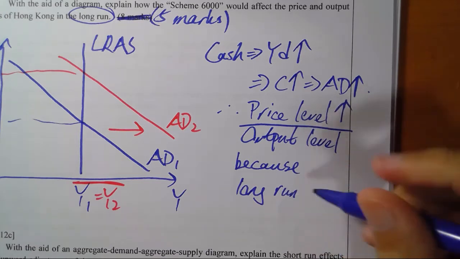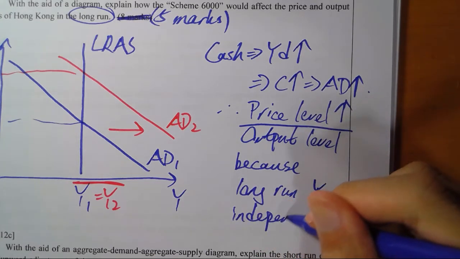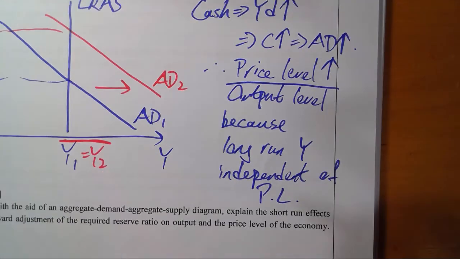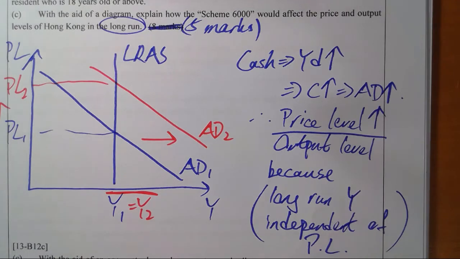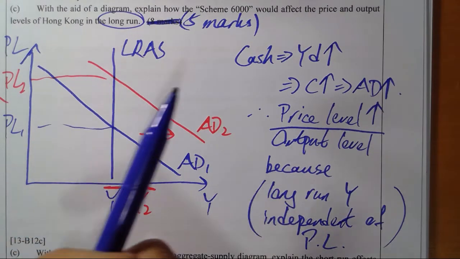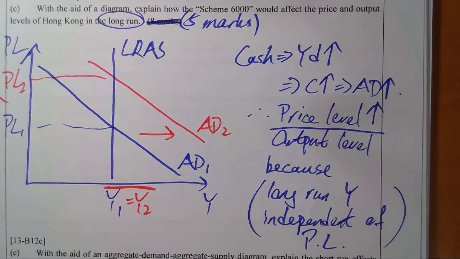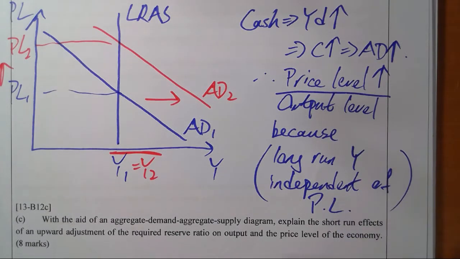long run output is independent of price level by definition. Okay, by definition. Now you may be thinking, do I need to use those stories to explain, let's say, the product market, factor market, inflationary gap, deflationary gap? Do we need those? No, you don't need those, because they only ask for 5 marks as a long run. You don't need to explain that much, unless they specifically ask you to explain the transition from short run to long run. Otherwise, you can just skip the process and say independent of price level. Only capacity constraint. Okay?